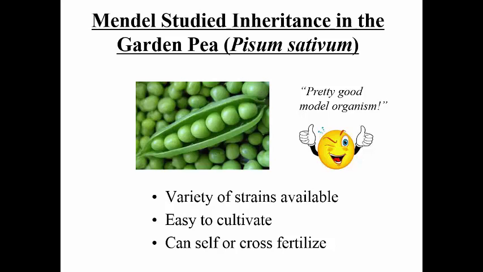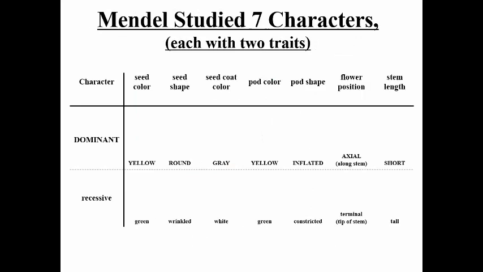So when Mendel studied these peas, he studied seven different characters. You might say, what is a character? Well, a character is basically what are you studying? What aspect are you looking at in your organism? For lack of a better word, what thing are you looking at? So here are seven examples of characters that he looked at. One character was seed color. Another one was seed shape, seed coat color, etc. You see seven at the top of the screen here.